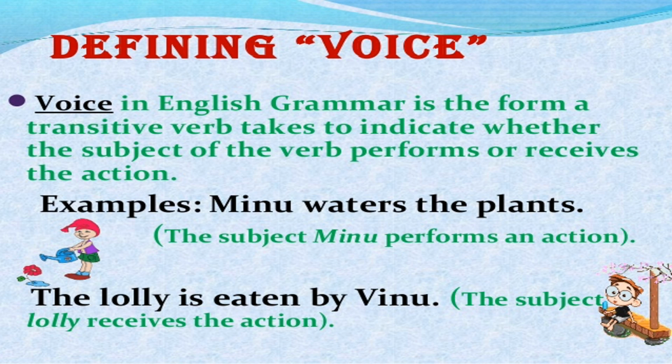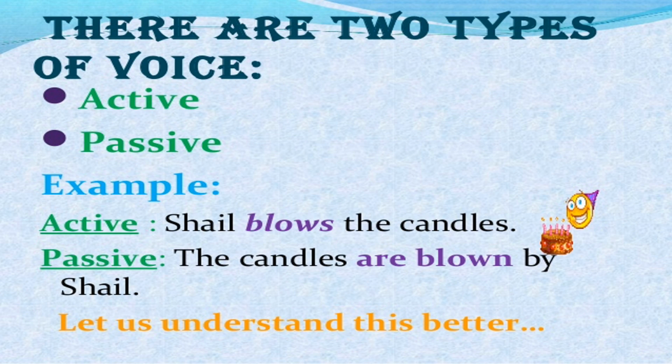The lolly is eaten by Veenu. The subject lolly receives the action. So here the lolly is being eaten by Meenu. Okay. So there are two types of voices, active voice and passive voice. Example, active. This is an example of an active voice. Sahil blows the candles. And the same sentence in passive voice would be, the candles are blown by Sahil.